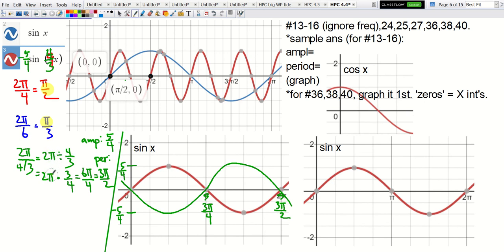Keep, change, flip. Keep that, change it from division to multiply. Flip that fraction to 3 over 4. 2 times 3 gives you 6. Invisible 1 times 4 gives you 4. 6 divided by 4 reduces as a fraction to 3 over 2.